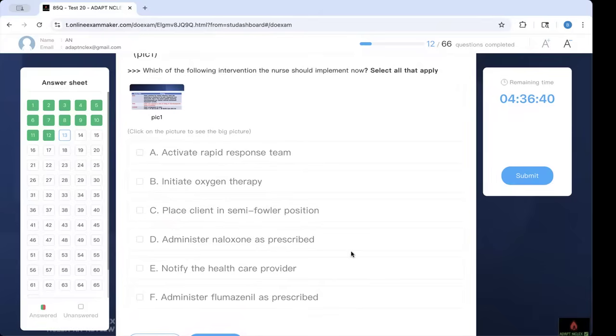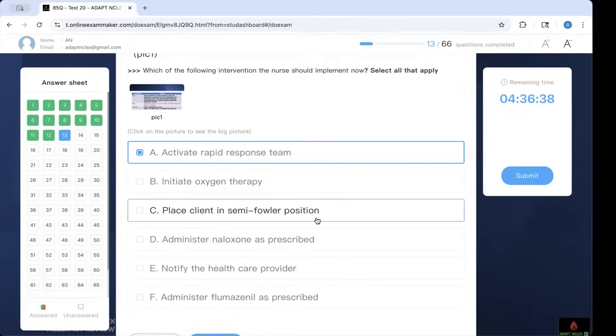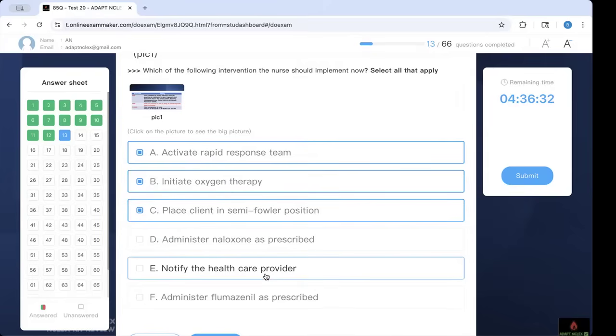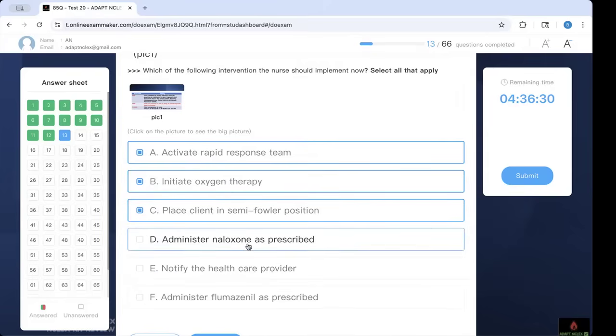Benzodiazepine. Therefore, what do you do? Activate the rapid response. You will need oxygen therapy. You place the client in the semi-Fowler position. We're not going to give them naloxone. Naloxone is used for what? Opiates. We do not give them opiates.